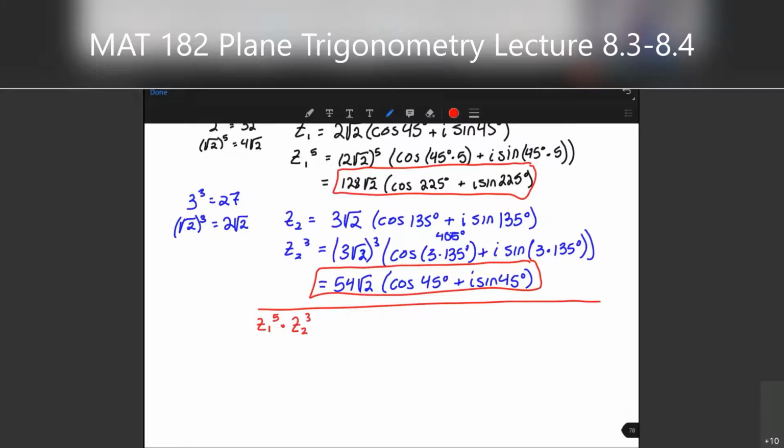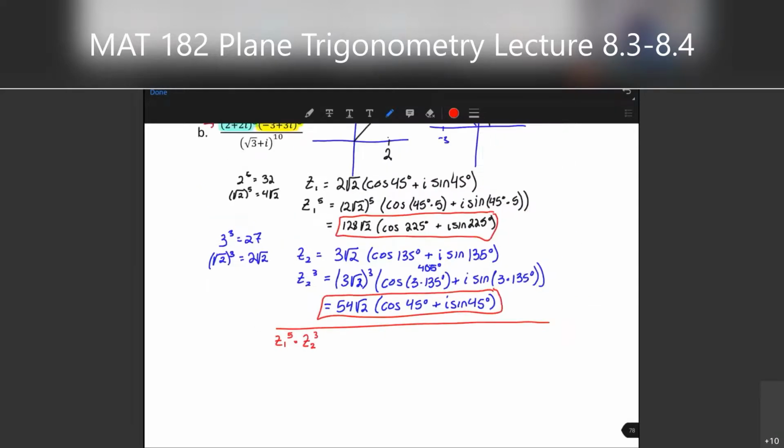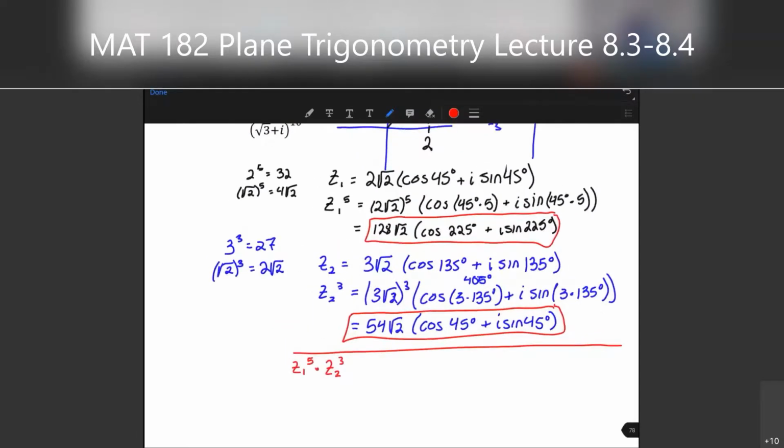Now my question is, how did you get 54 root 2 on the second box? Right. If I take this cubed, so I'm doing 3 cubed, that's 27. Yes, sir. And then I'm going to cube the square root of 2, and if I cube the square root of 2, that's going to give me 2 root 2. Okay. And then I multiply those 2 things. Yes. So that gives me 54 root 2.